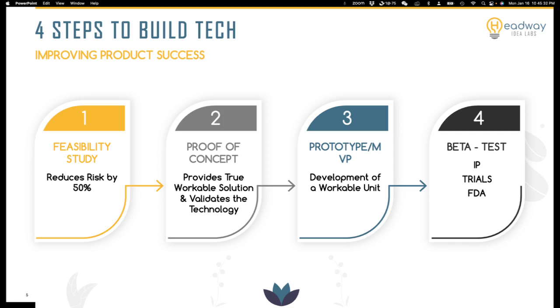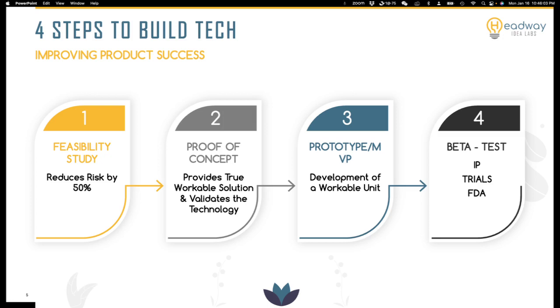A feasibility study is when you study out the feasibility. Is this particular product, whether it's software or hardware, feasible? And so you're not building anything. You may buy a few things, but the focus here is to do your research and determine, is this feasible on paper? And your second step is, once you know it is potentially feasible, you do a proof of concept, which provides a true workable solution and validates the technology.